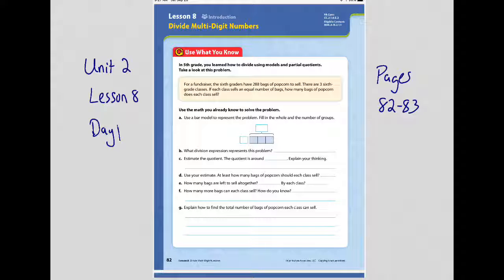Hey, 6th grade, this is the first day of Lesson 8. So we're Lesson 8, Day 1. Your book should be on page 82-83. If not, pause the video while you get your book.